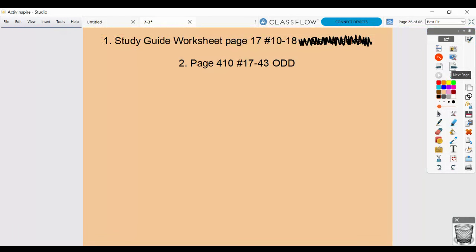Okay, so there are 2 parts to this homework assignment. The first one is page 17, 10 through 18. And then the second one is page 410, number 17 to 43, odd.